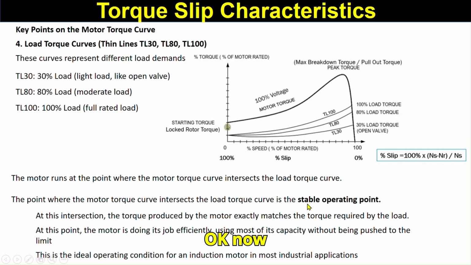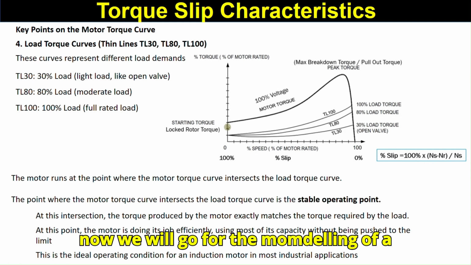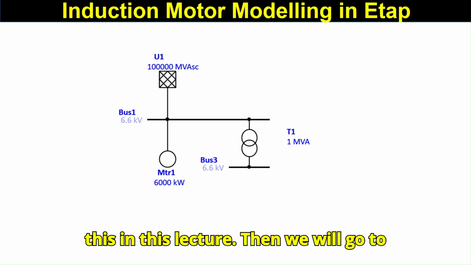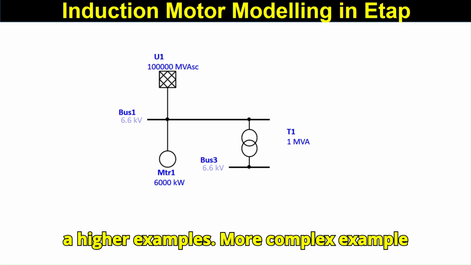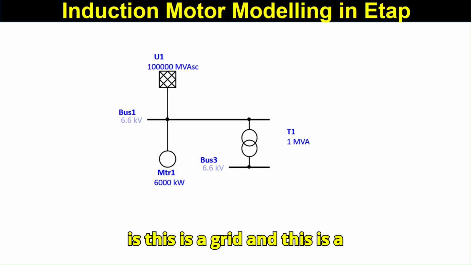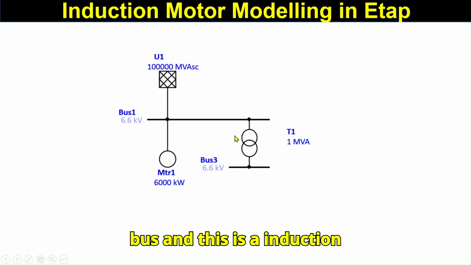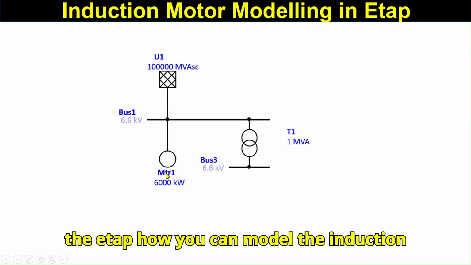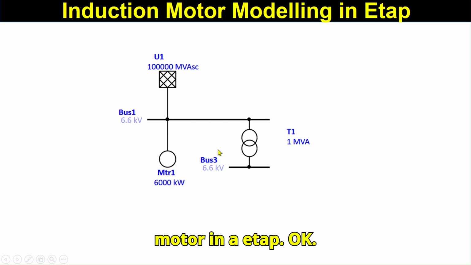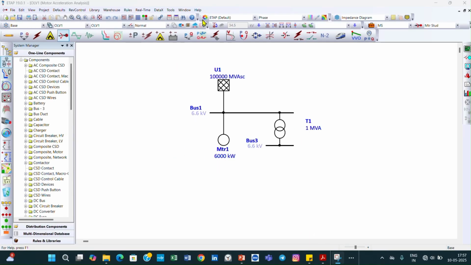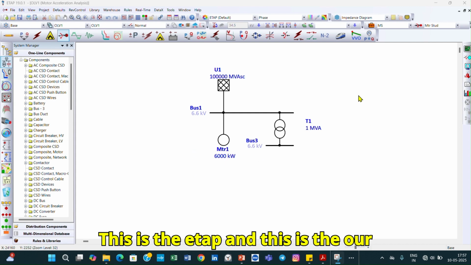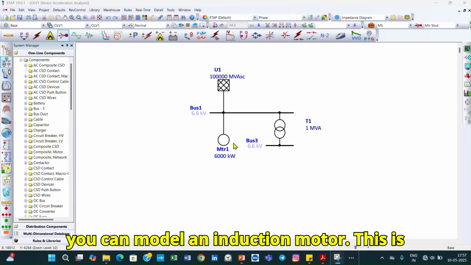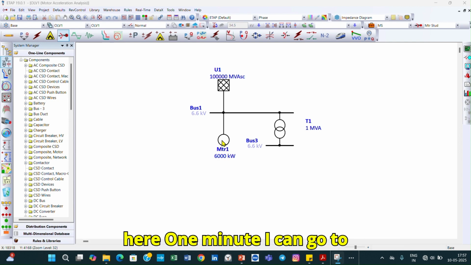Okay, now we will go for the modeling of an induction motor. This is a simple diagram. I will take a simple diagram in this lecture, then we will go to higher, more complex examples. This is a grid, this is a bus, and this is an induction motor. I will show you in ETAP how you can model an induction motor. This is ETAP, and this is our model. Now I will show you how you can model an induction motor. This is the induction motor. You can double click here.